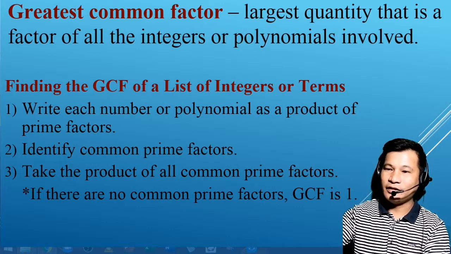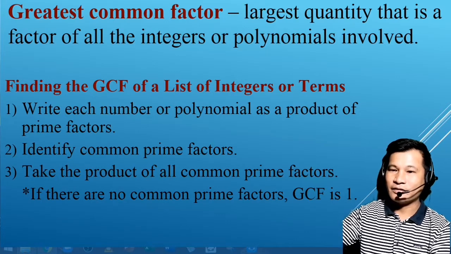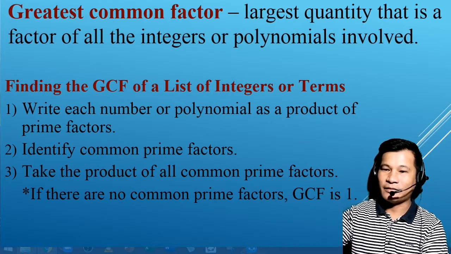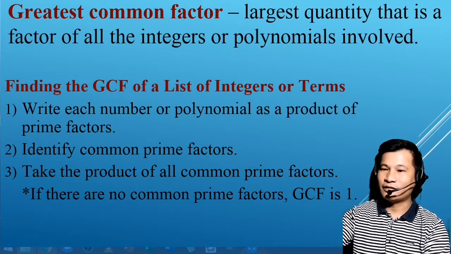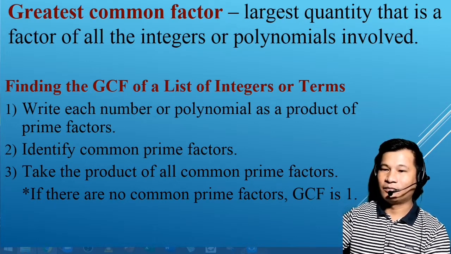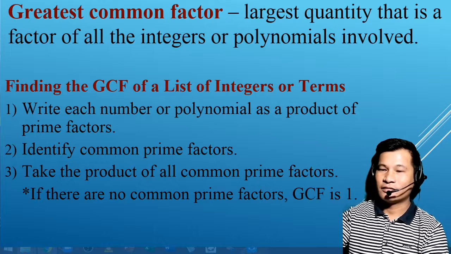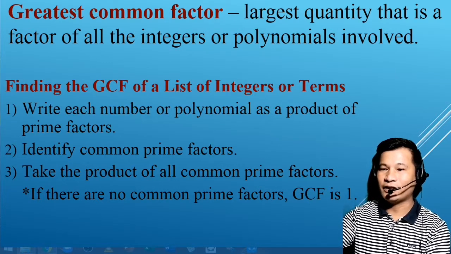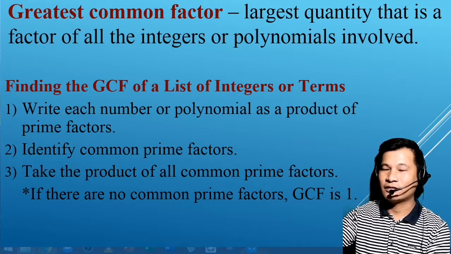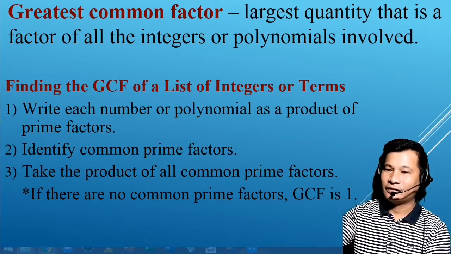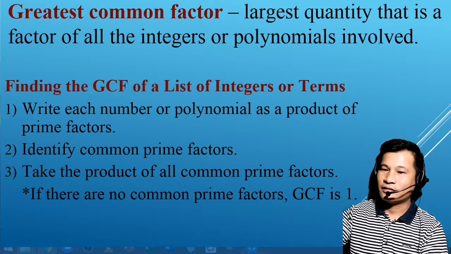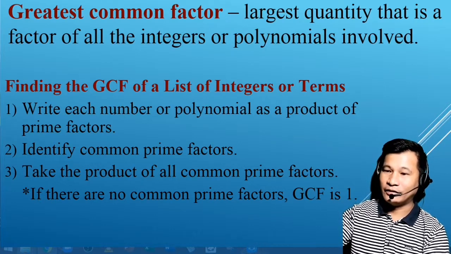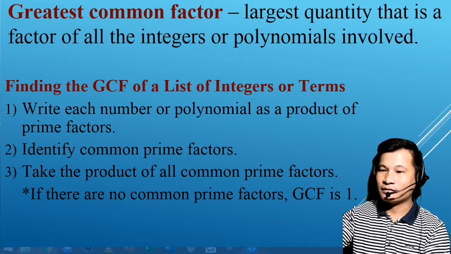In finding the GCF of a list of integers or terms, there are certain steps to be followed. Number 1, write each number or polynomial as a product of prime factors. Number 2, identify common prime factors. Number 3, take the product of all common prime factors. And then if there are no common prime factors, the GCF is 1.